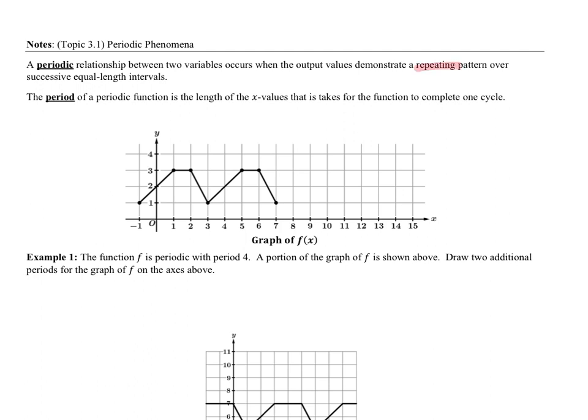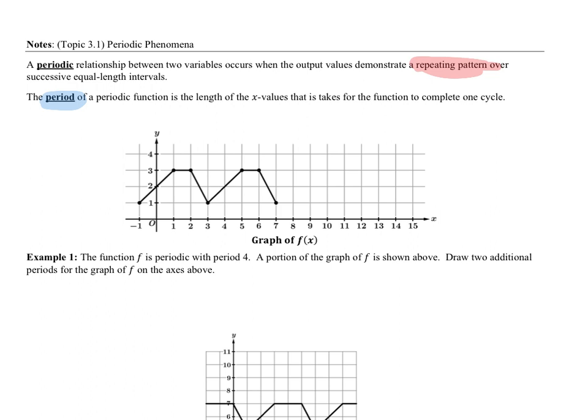Let's highlight the word repeating pattern. That's what we're going to be looking for and working with for the next unit, is functions that repeat themselves over and over again. So the first and major vocabulary word for today is the period of a periodic function. The period of a periodic function is the length of the x values that it takes for the function to complete one cycle and start repeating itself again.